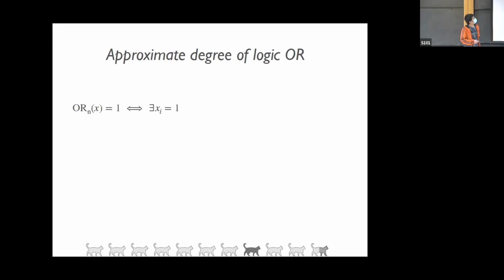Let's again look at the example of the logical OR function. The theorem says that the approximate degree of the logical OR function is at least the square root of n times some absolute constant.